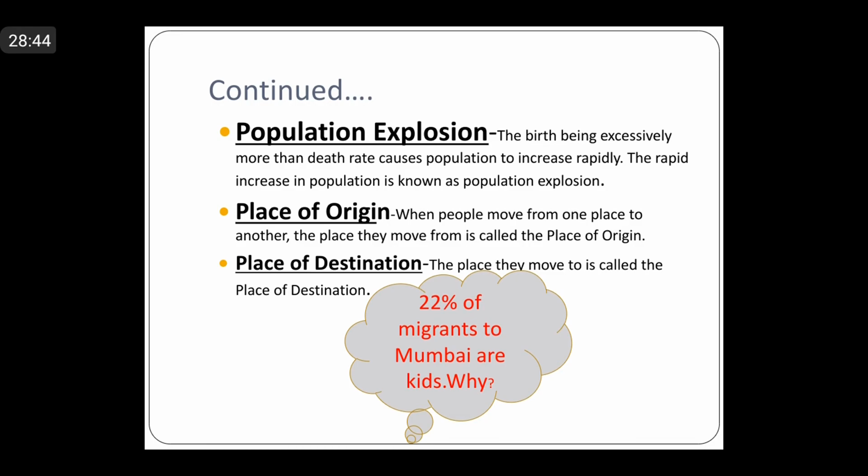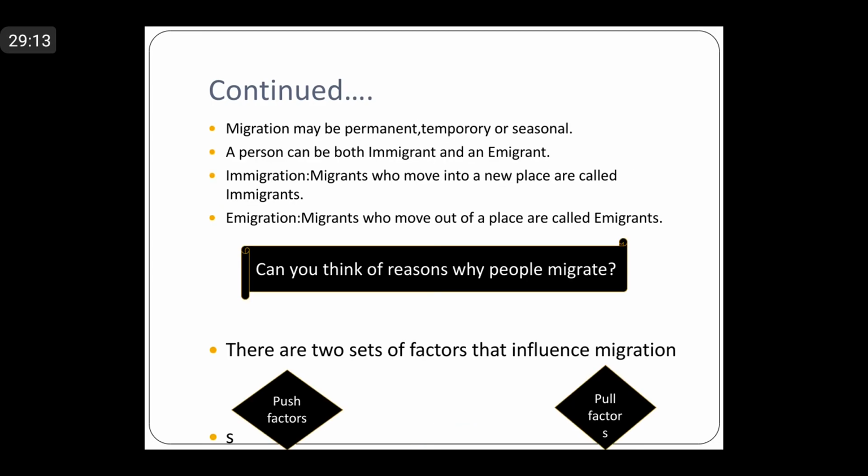The reason is that either they come from a very poor family, or the poor families send their kids for earning, or they go missing from slums and work in hotels, in dhabas, or as domestic helpers. Then they start earning, and they send the money to their parents. Well, then comes migration again.